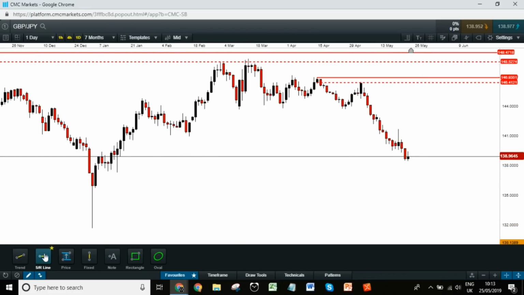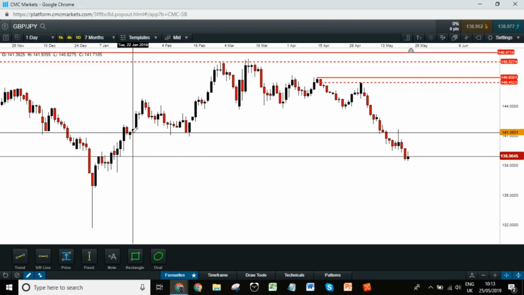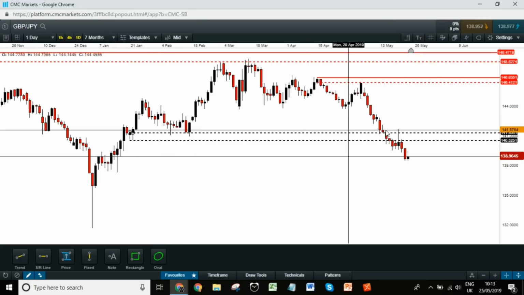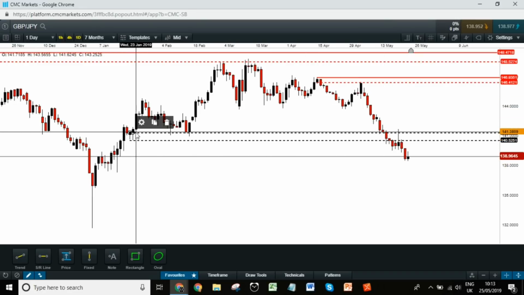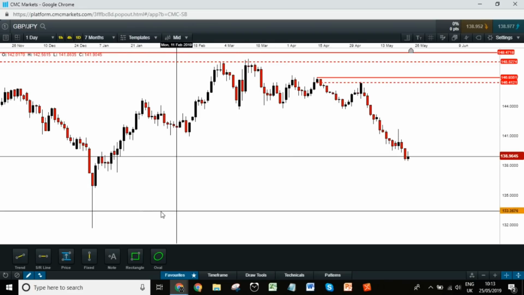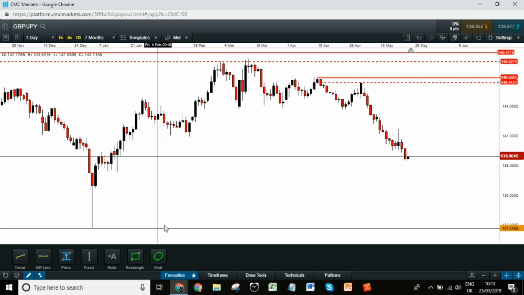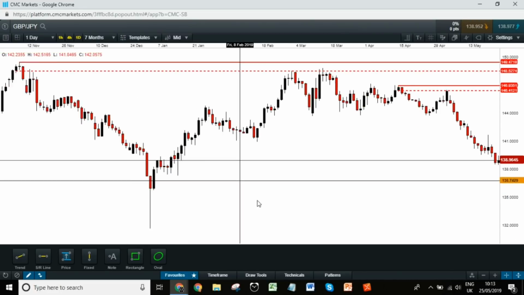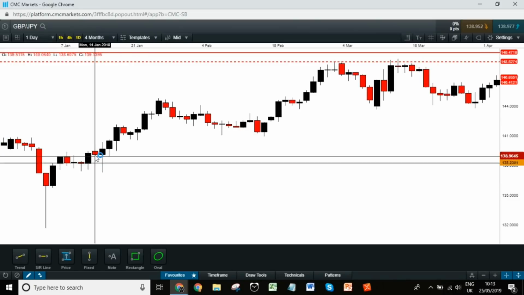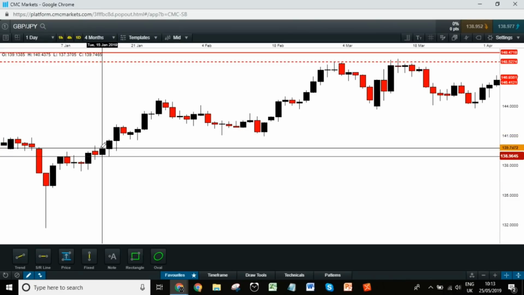So we can see already that this has been broken, which was the zone that took the market to the upside. So we can just discount this. We can just take this out fully. No longer interested in that. What I am interested in is this. So let's just zoom in here. So I'm interested in this engulfing here, number one.